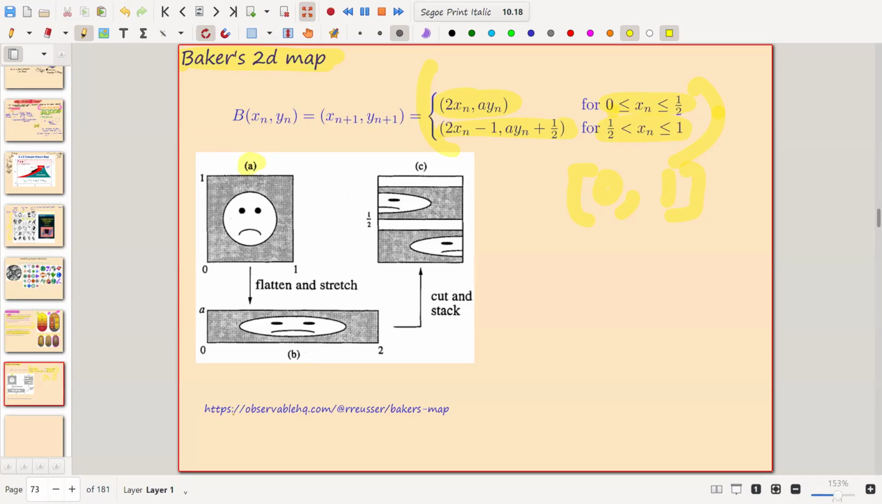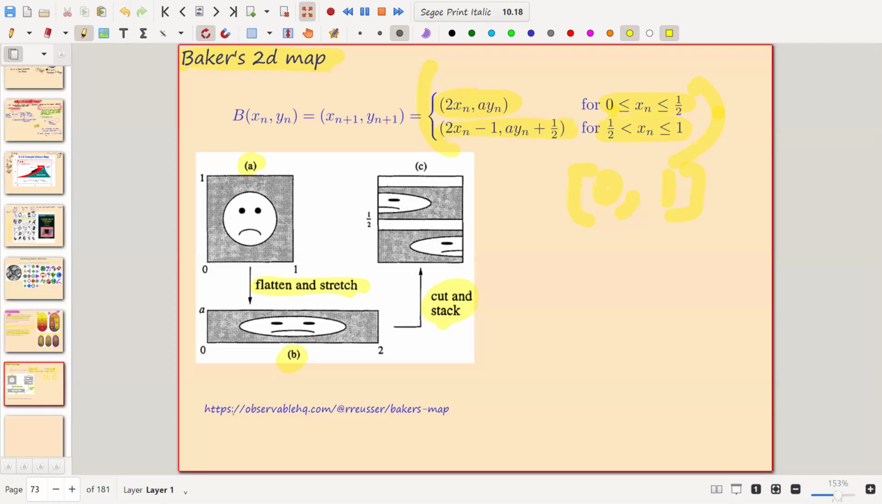So when you apply the Baker map, you can see it is flattening and stretching. You flatten it and you stretch it. Then you cut in the middle and stack them vertically, like this. You do this again and again. So what will happen after 10 iterations? What will happen? Yeah, exactly.